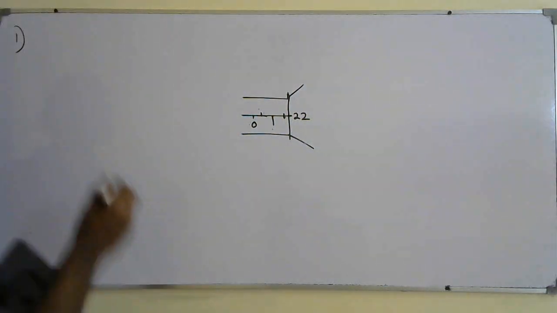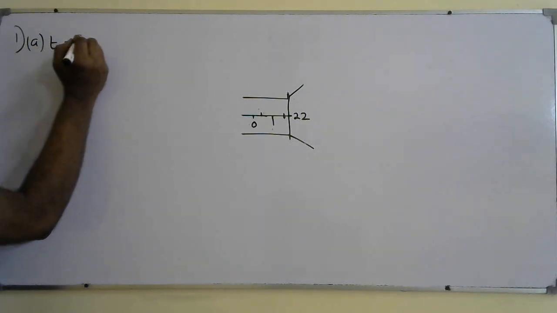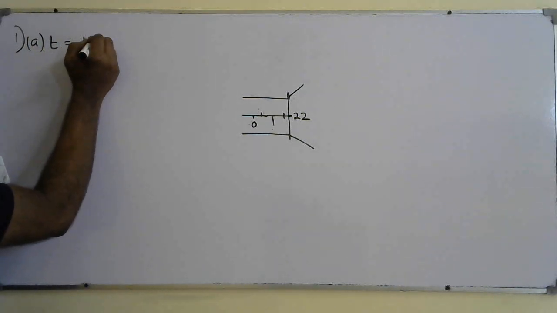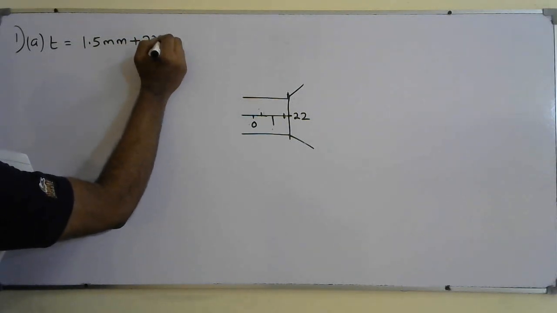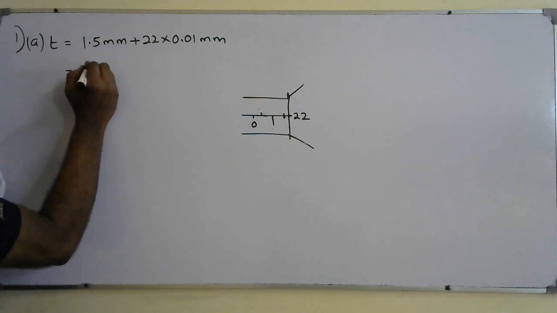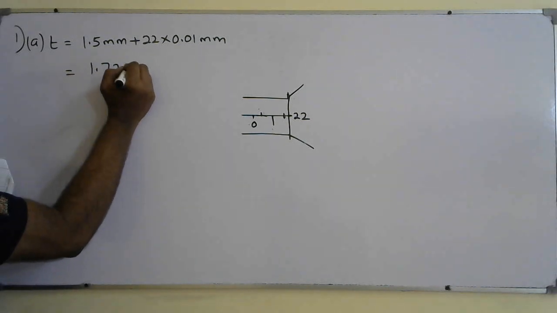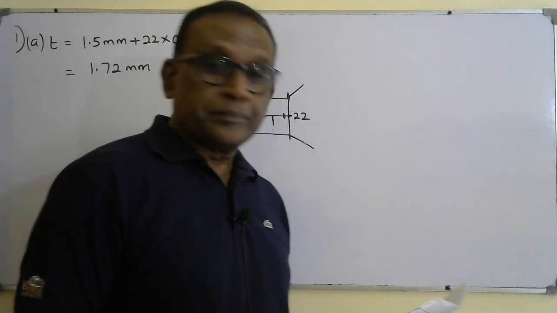So the thickness is given by 1.5 millimeter plus 22 into 0.01 millimeter. So that will be 1.72 millimeter. That's the thickness. Okay, so second part, determine the percentage uncertainty.